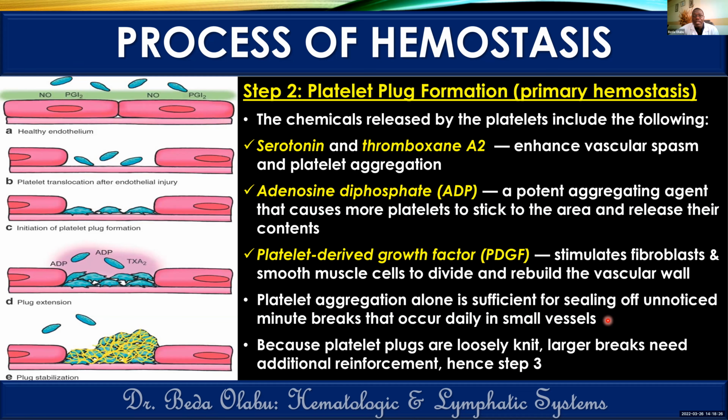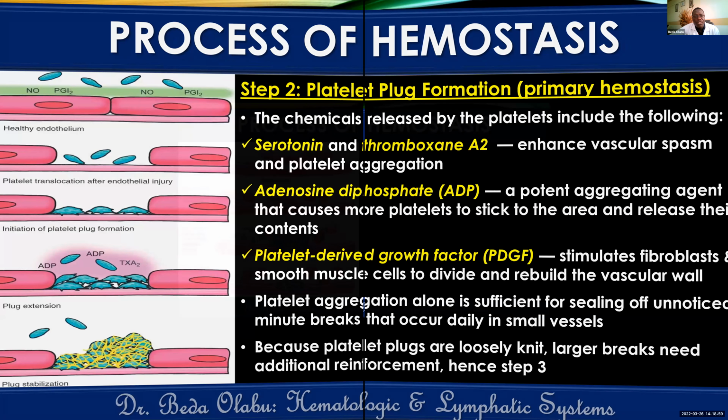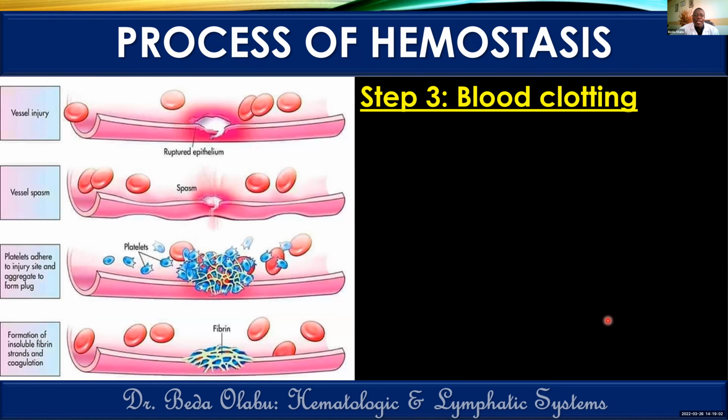How about if the break is so big? If the break is so big, then platelet aggregation alone cannot be enough to prevent blood loss adequately. This is because the plug is usually not that strong. It's just a loosely knit structure. It may require reinforcement if the break is big. And that is why the third step comes into play. So let's talk about the third step. The third step is coagulation or blood clotting.